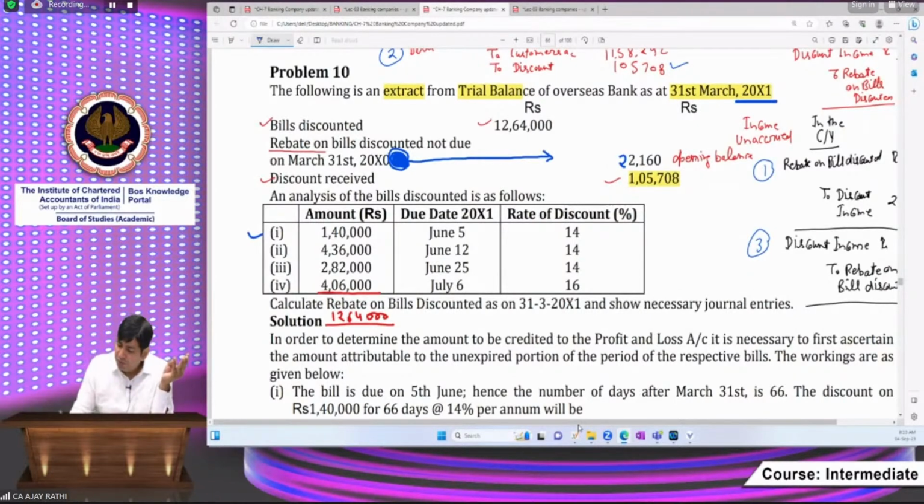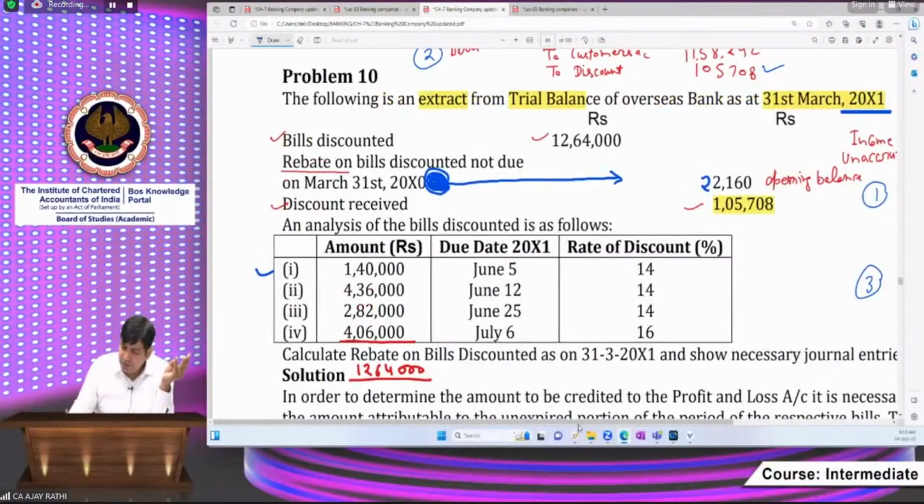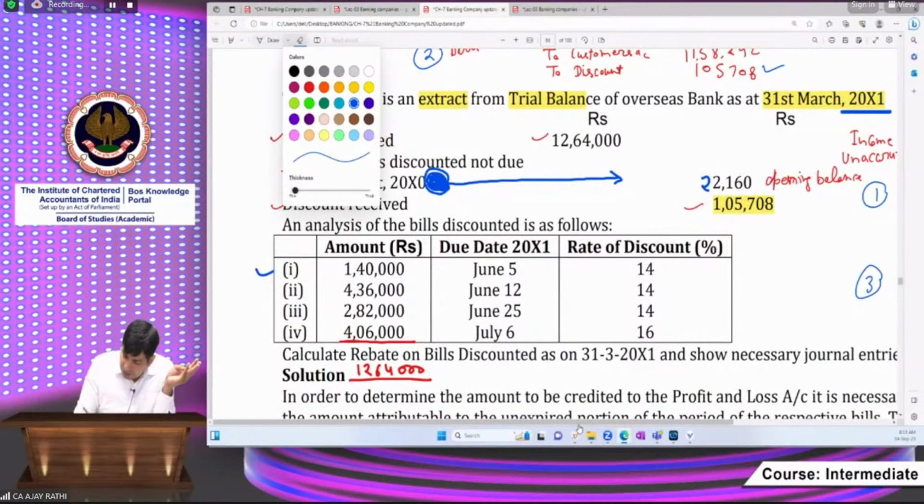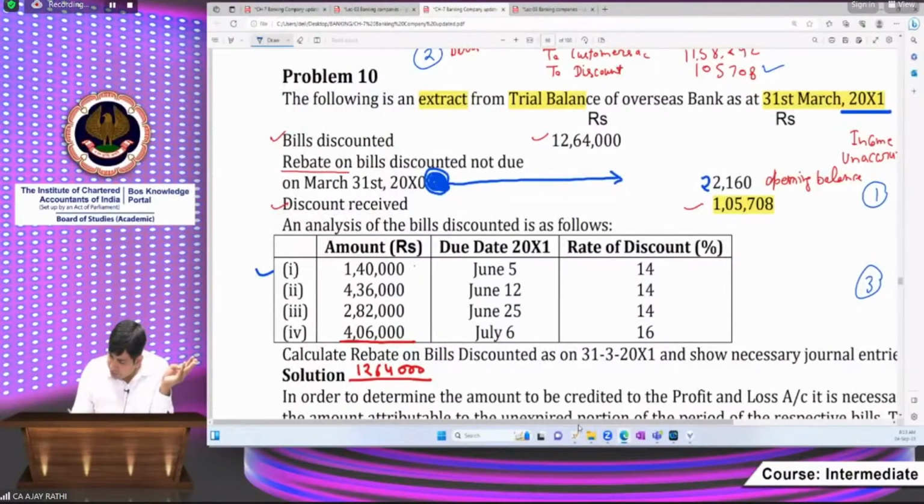Anyways, how many days will be there? Let's calculate. In April, there will be 30 days. In May, 31 days. And in June, only 5 days are there. So the days after 31st March 2001 in case of the first bill are 66 days. So for 66 days, we have to calculate the closing rebate.